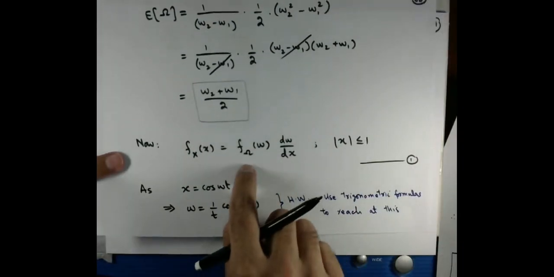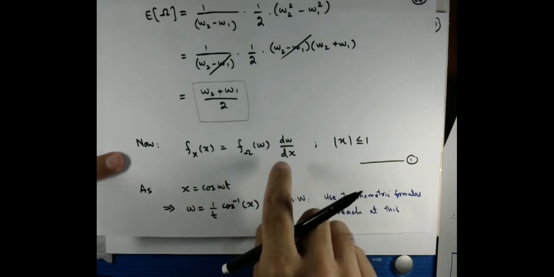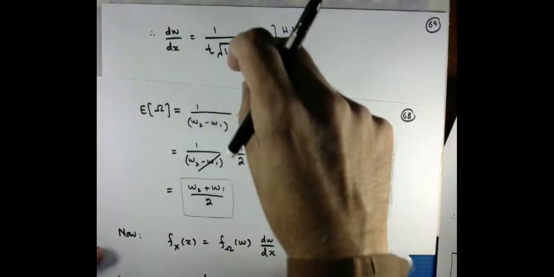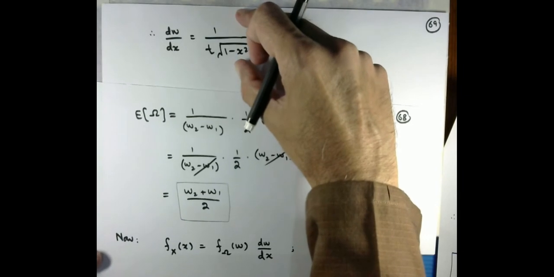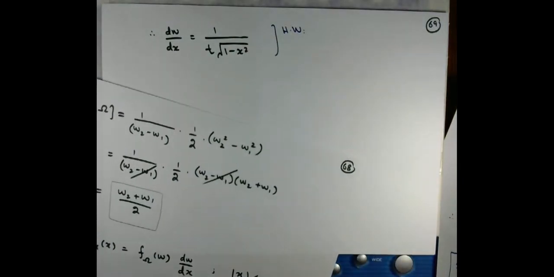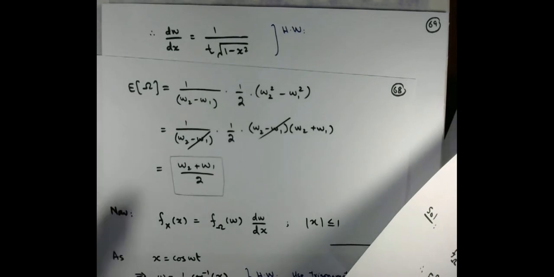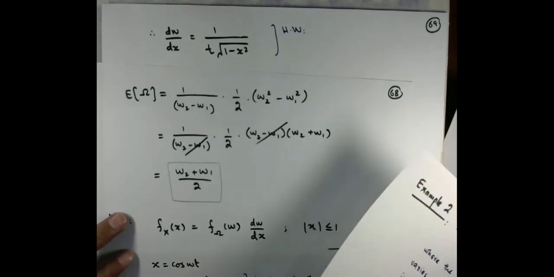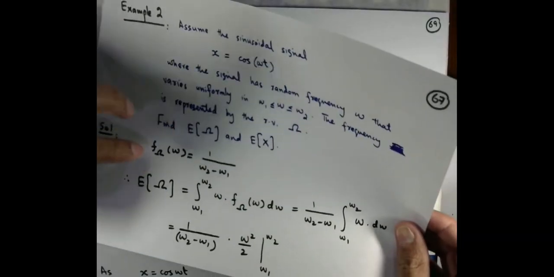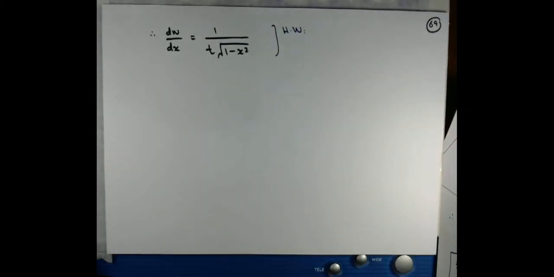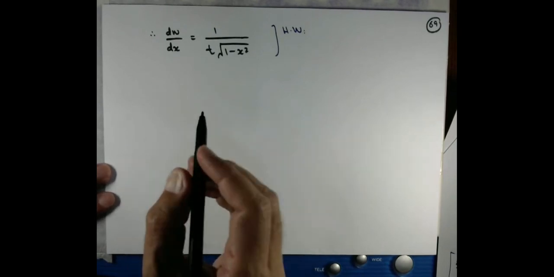So assuming that we have been able to correctly find the derivative, equation number 1 can now be completed. You can plug in the value of d omega over dx, which is this value, and you already know the distribution of omega, which is this. If you multiply this with this, you'll get the distribution of the derived random variable x.